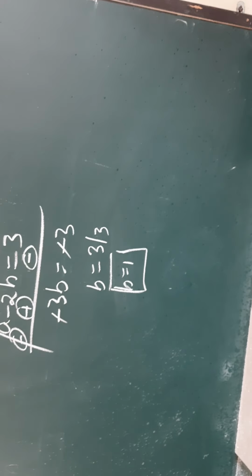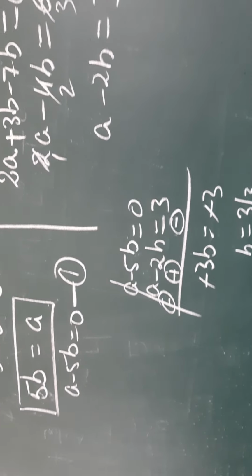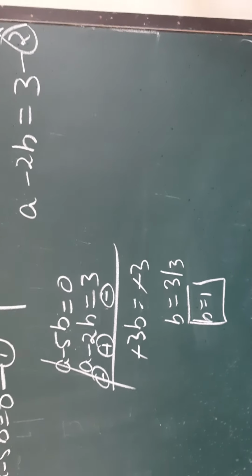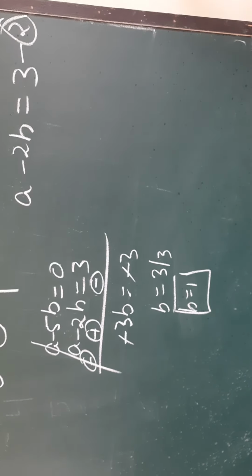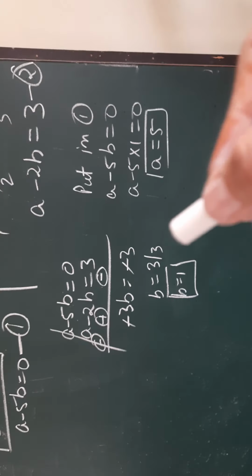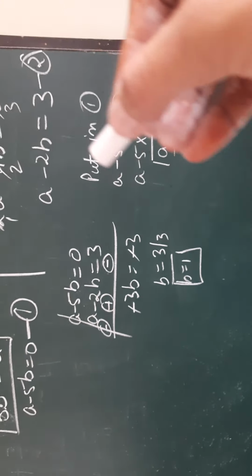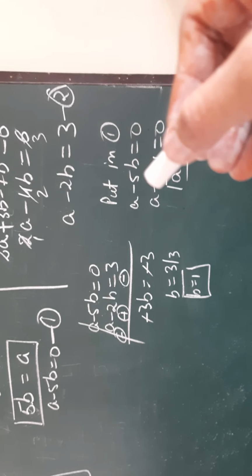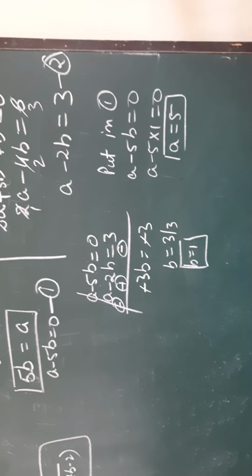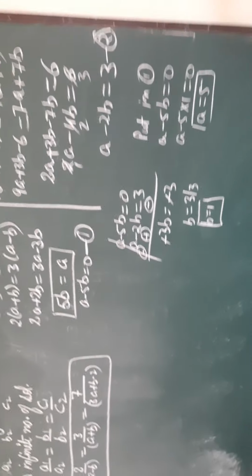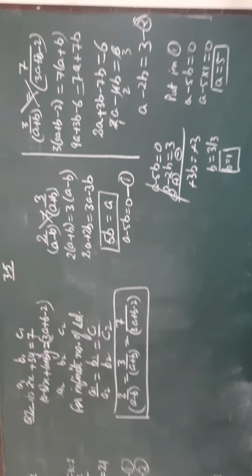Right? Now either put the value in the first equation or in the second to get the value of a, as we have done earlier. So I have put the value of b in equation 1. Put b as 1: a minus 5 is equal to 0. a is equal to 5. So dear students, in this way you will be able to solve the complete question.